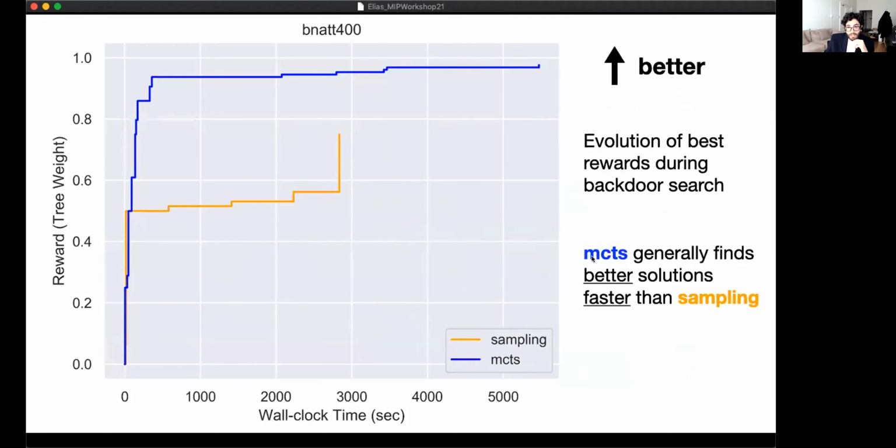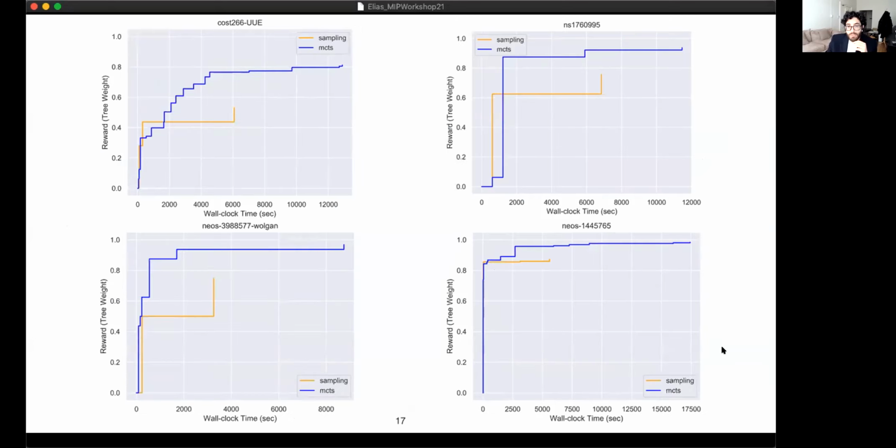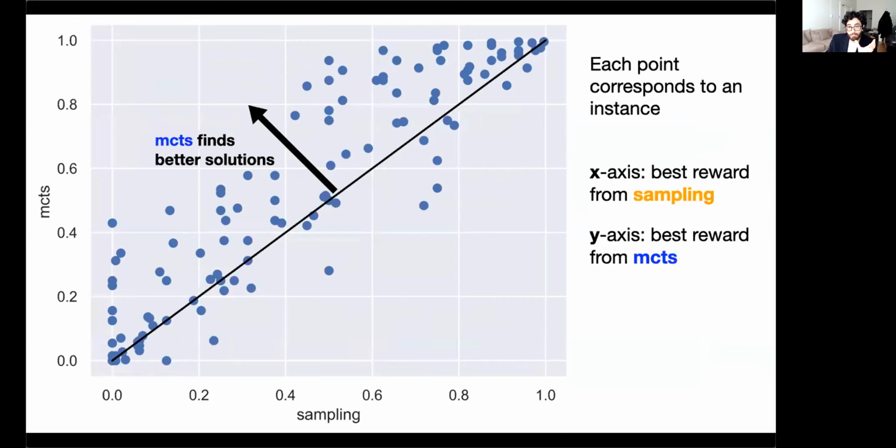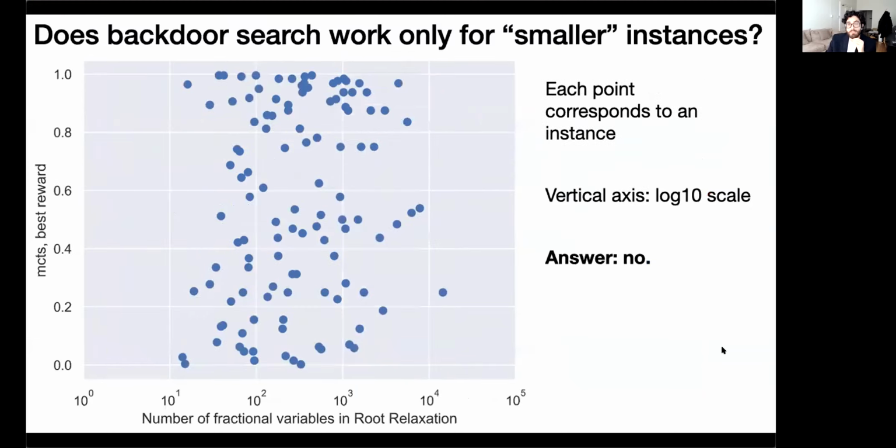And the approach that I've discussed here, MCTS, basically vastly outperforms a random sampling procedure. And you can see that here for one instance. We look at time and we look at the best backdoor we've encountered, and you see blue converging in a much nicer way. And this is consistent behavior. If you compare the best solution found through random sampling versus Monte Carlo tree search, Monte Carlo tree search is consistently better, finding much better solutions.